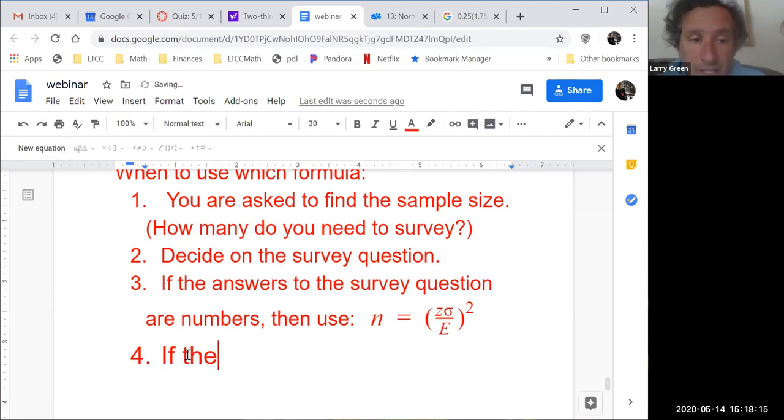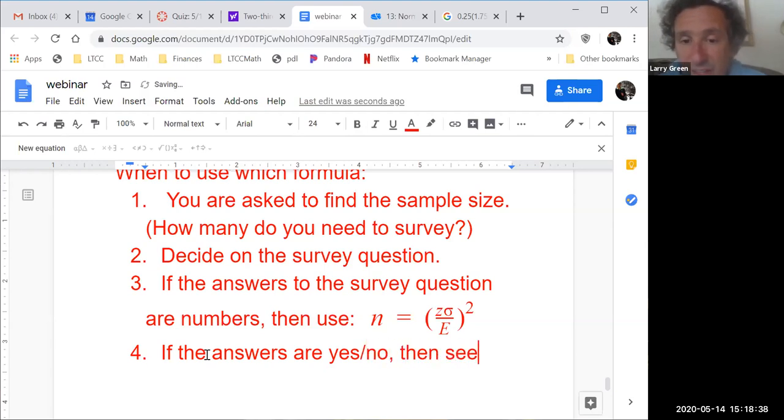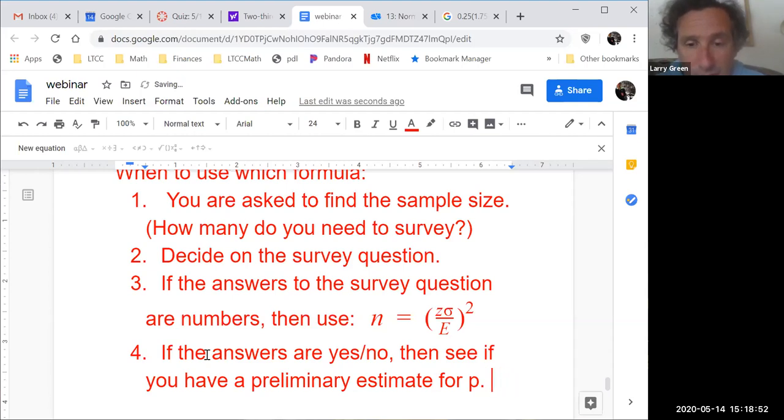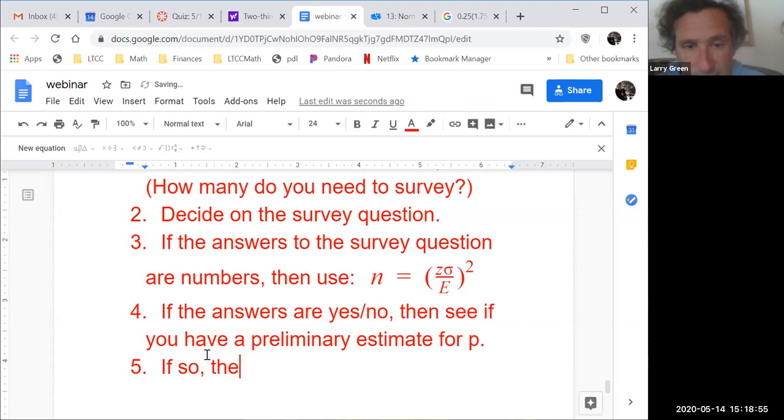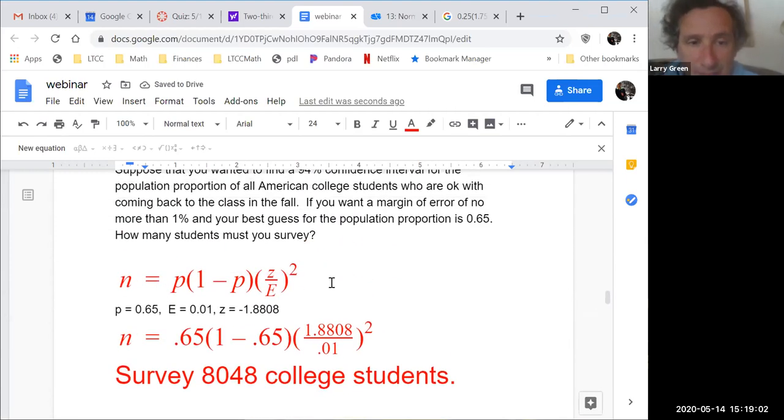So 4, if the answers are yes, no, then see if you have a preliminary estimate for P. If so, then use the preliminary estimate formula. And that's this guy.